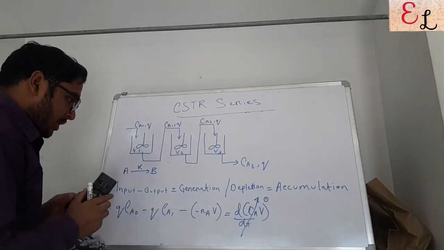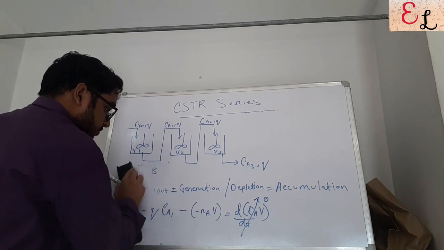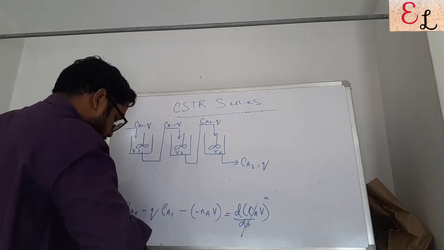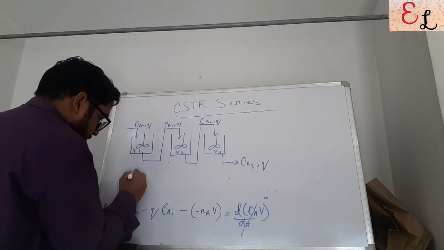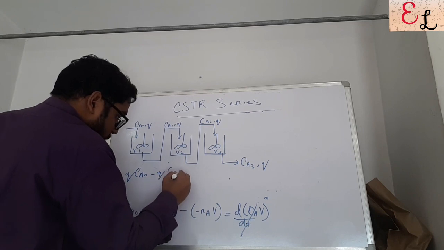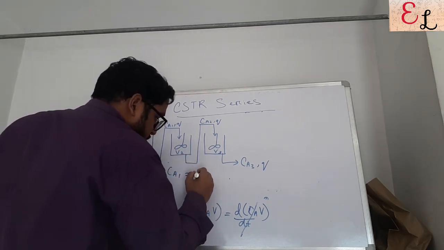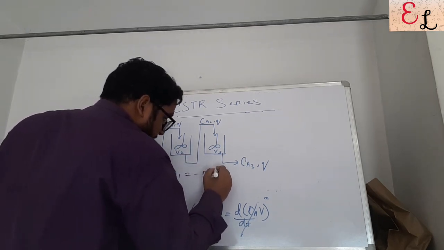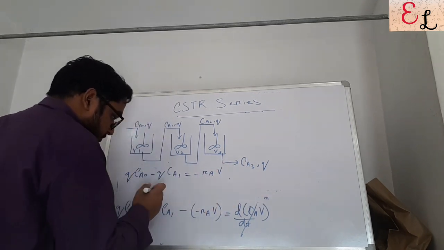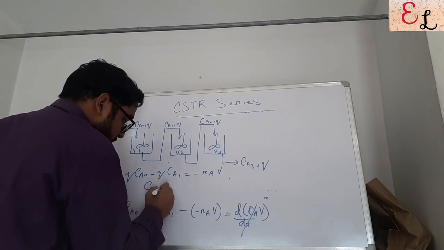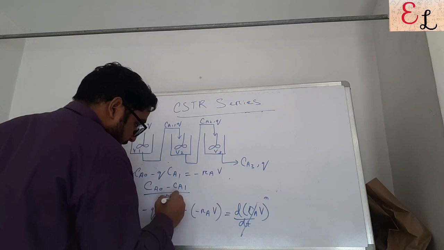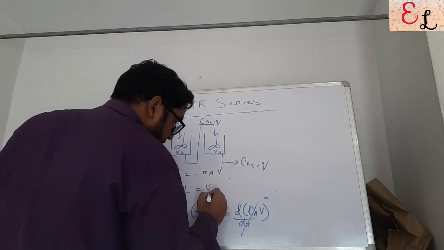Finally, what equation do we reach? If I rewrite this, we reach QCA0 minus QCA1 equals minus RAV. Taking Q common, CA0 minus CA1 by minus RA equals V by Q.